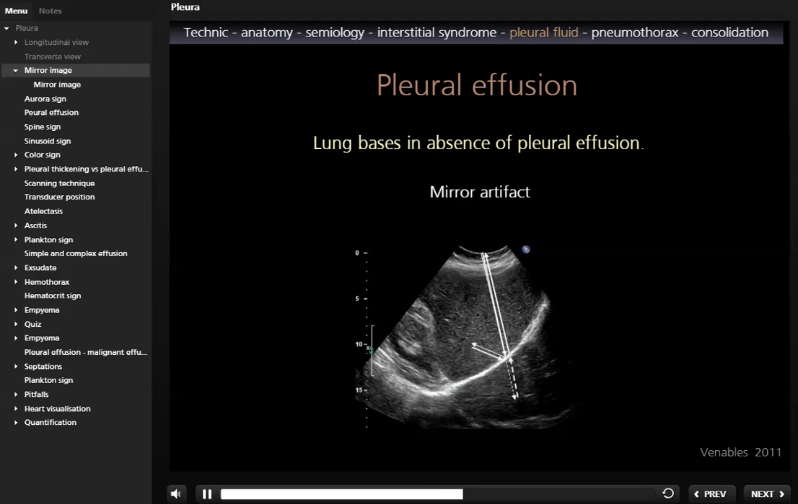Mirror image artifact occurs only when air-filled lung is present above the diaphragm. Thus, mirror image artifact of the liver and spleen above the diaphragm should be considered normal. When pleural effusion is present, or when the lower lobes of the lung are consolidated, sound penetrates the diaphragm and lung or fluid.